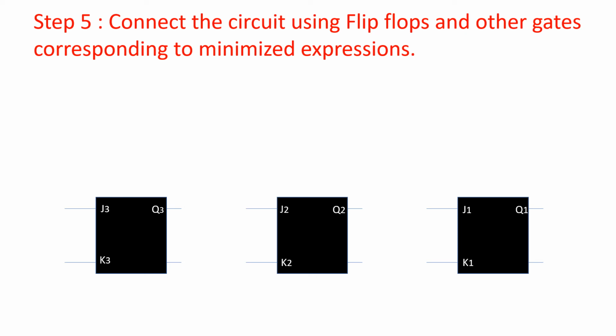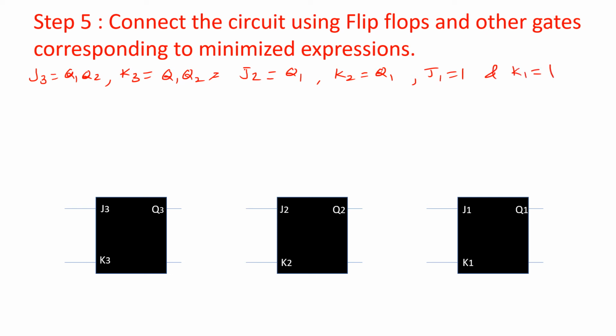We will write the expressions which we got in the previous slide. We got J3 is equal to Q1 Q2. We got K3 is equal to Q1 Q2. We got J2 is equal to Q1. We got K2 is equal to Q1. We got J1 is equal to 1 and K1 is equal to 1.